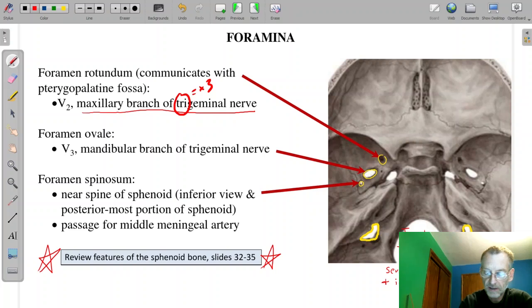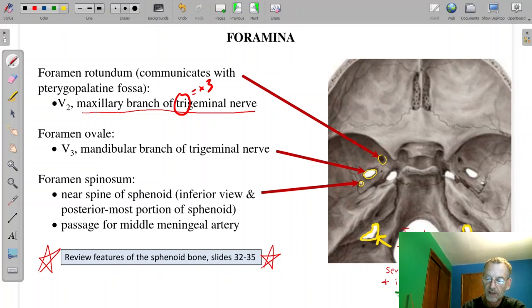So we'll come back to arteries and veins later in the course. But for right now, appreciate that this is the internal jugular vein, not the external. Okay, so these are the jugular foramina. Get yourself oriented here while we have this view.